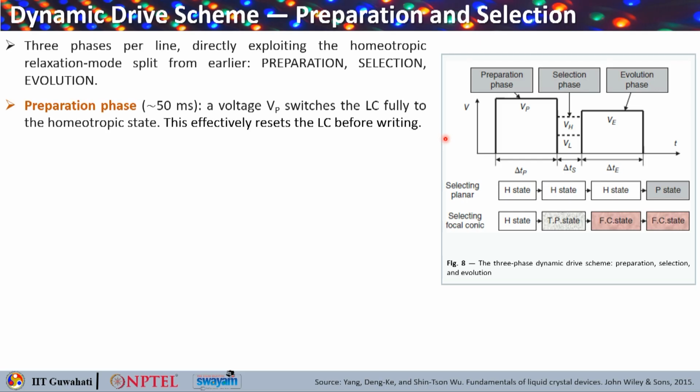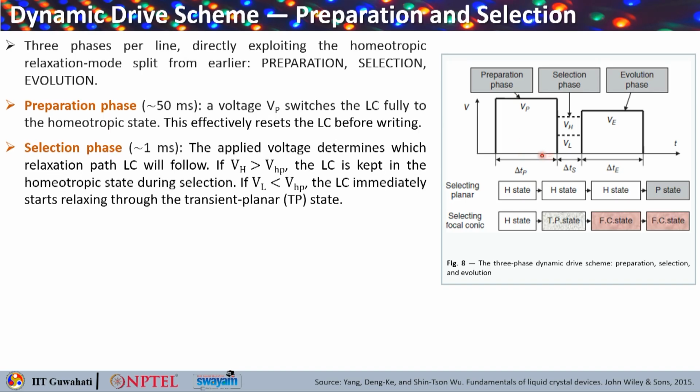So what happens in the preparation phase, which lasts for around 50 milliseconds? Here a voltage Vp switches the liquid crystal fully to the homeotropic state. This effectively resets the liquid crystal before writing. Then comes the selection phase, which lasts around 1 millisecond. Here the applied voltage determines which relaxation path the liquid crystal will follow.